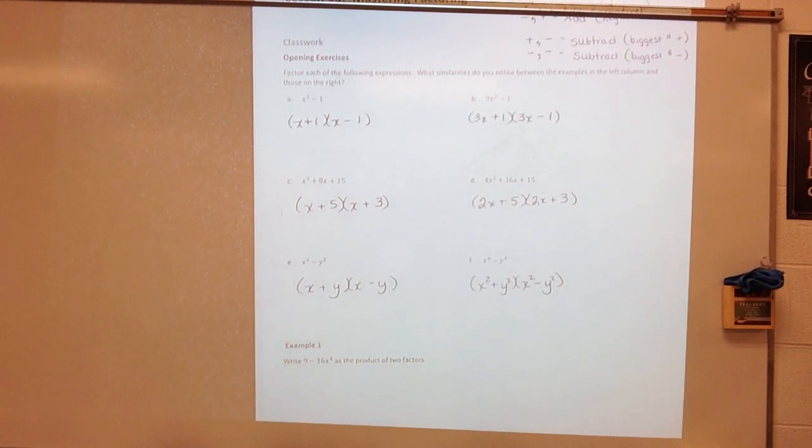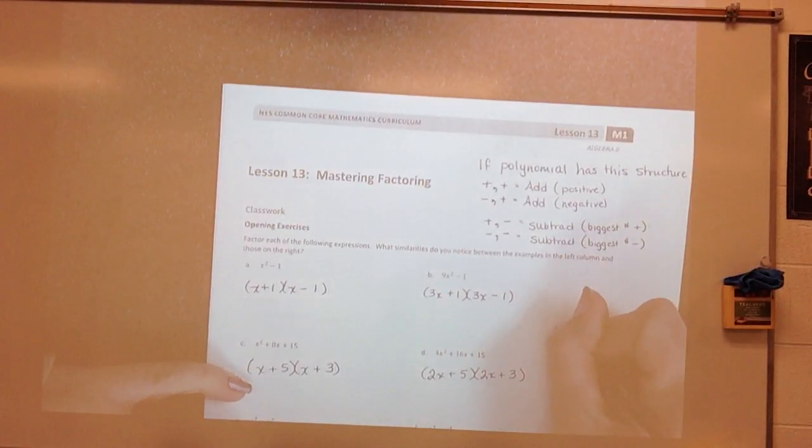Alright, so you should notice the structure of each of the factored polynomials is the same, or nearly the same, except for part B contains 3x in place of an x. D has a 2x in place of the x. So we have what we call the difference of two squares formula. Alright, the difference of two squares formula.